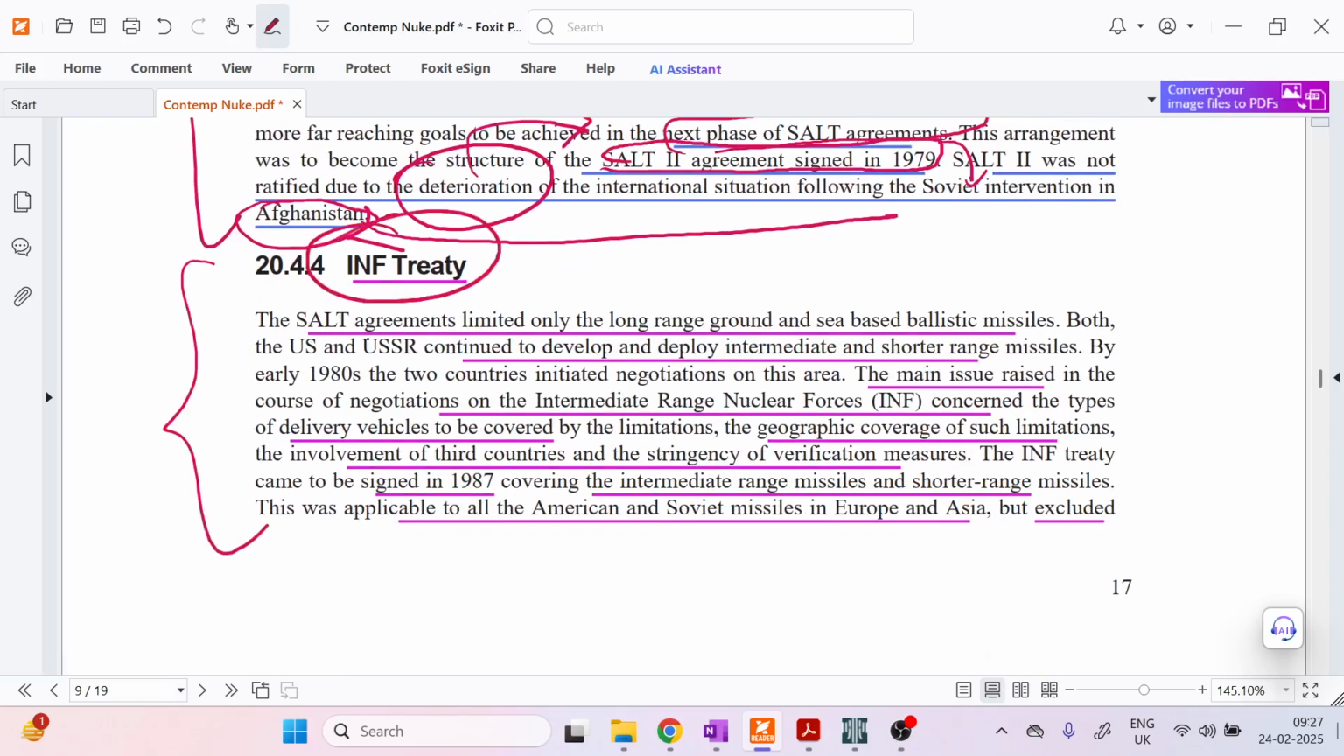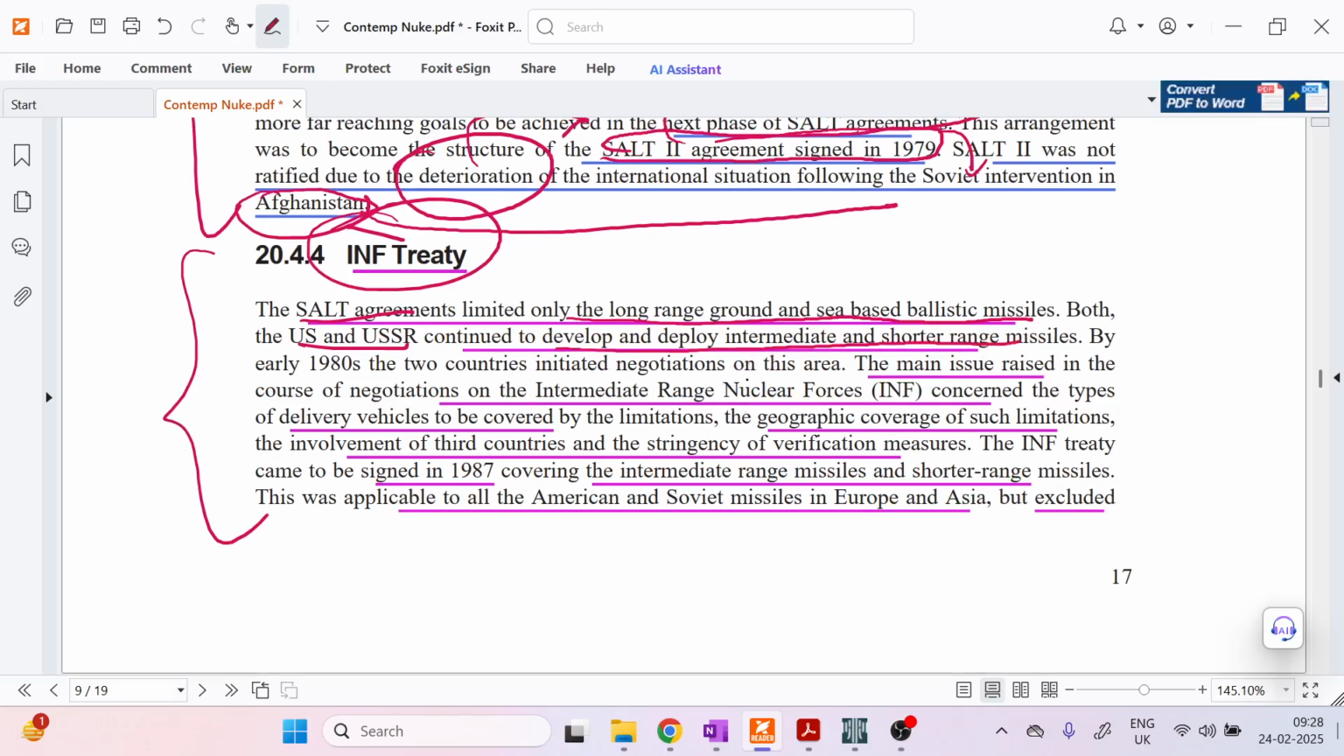Now the INF Treaty. The SALT agreement limited only the long range ground and sea based ballistic missiles, and both the US and USSR continued to develop and deploy intermediate and short range missiles. So this INF Treaty, Intermediate Range Nuclear Forces, concerns the type of delivery vehicles to be covered by limitations, the geographical coverage of such limitations, the involvement of third parties, and the stringency of verification measures.